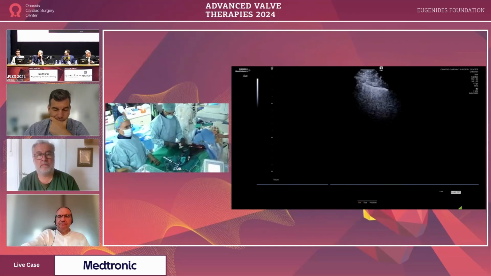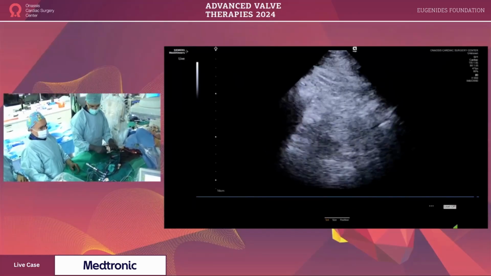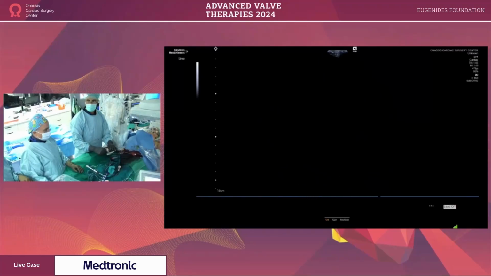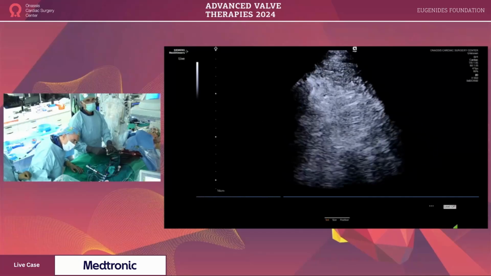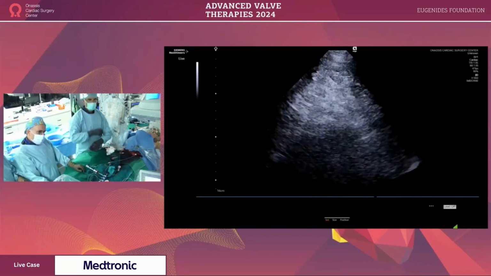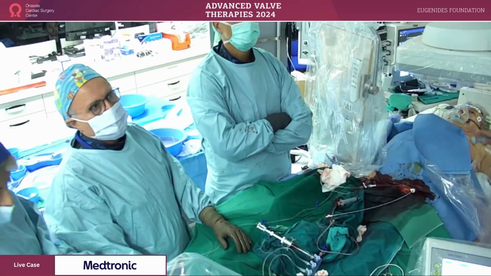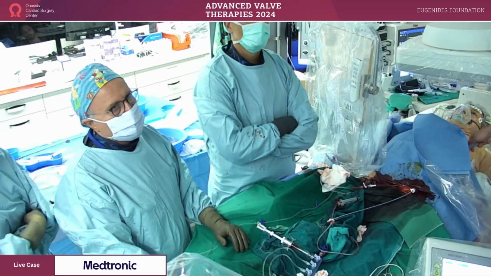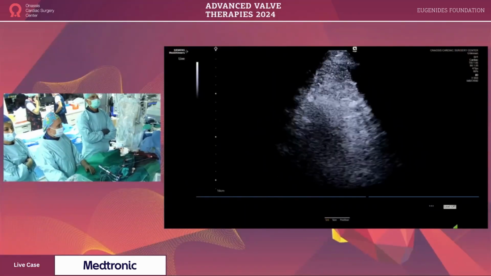I don't see it. Let's see by echo. It should be better for the diastolic pressure. Although the echo seems to be limited due to body habitus. Well, not the best image here.